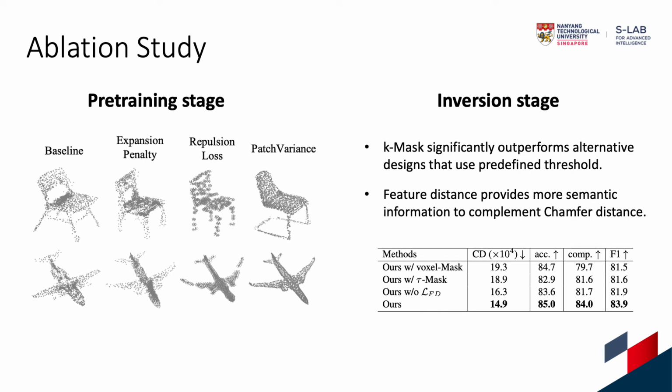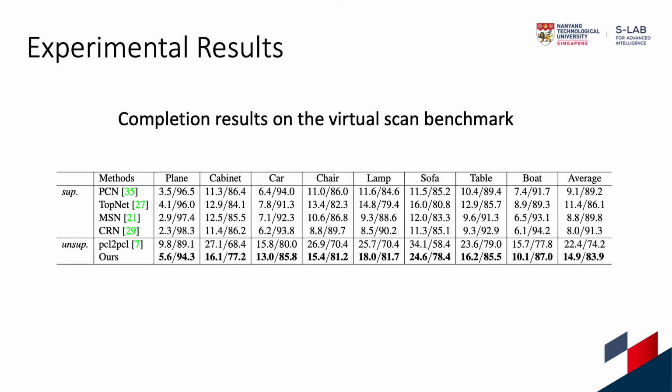Our ablation study shows the effectiveness of patch variance during pre-training and the necessity of K-mask as well as the feature distance in the inversion stage. Shape inversion demonstrates compelling performance for shape completion in different scenarios. First, on the common benchmark derived from ShapeNet, it outperforms the state-of-the-art unsupervised method by a large margin, and is comparable to various supervised methods.